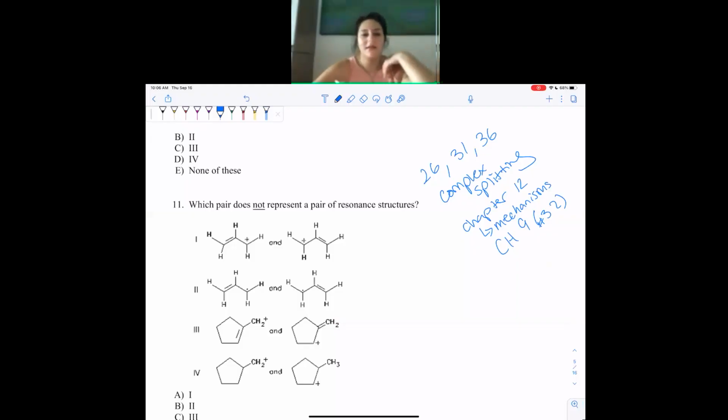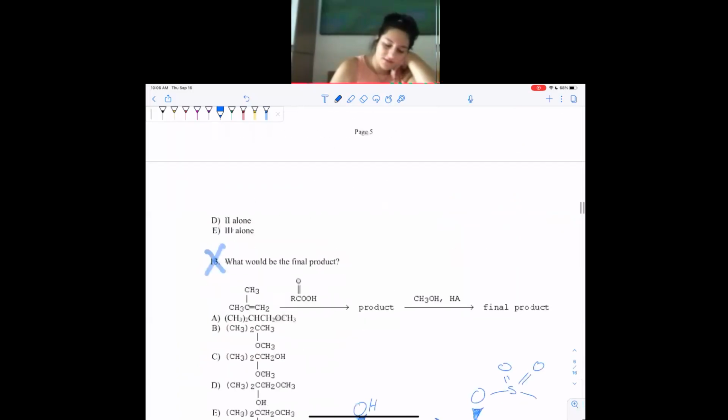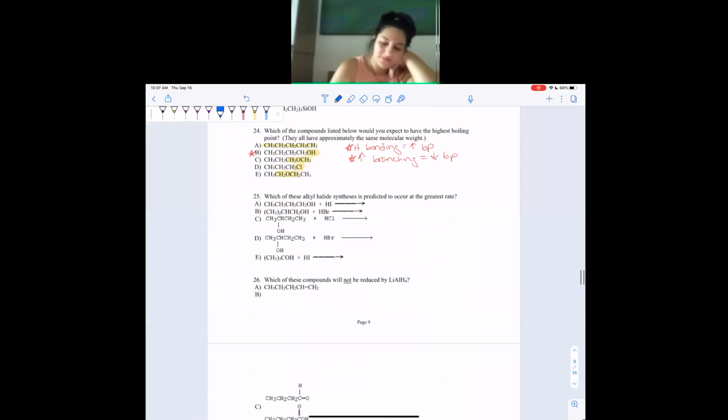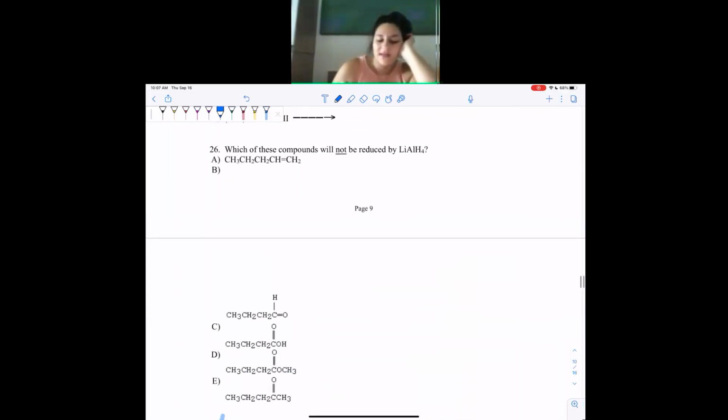So let's start off with question number 26, which is all the way down here. And the question is asking, which of the following compounds will not be reduced by LiAlH4? So we know it's a reduction reaction we're being asked about. And we also know we're being asked about LiAlH4.